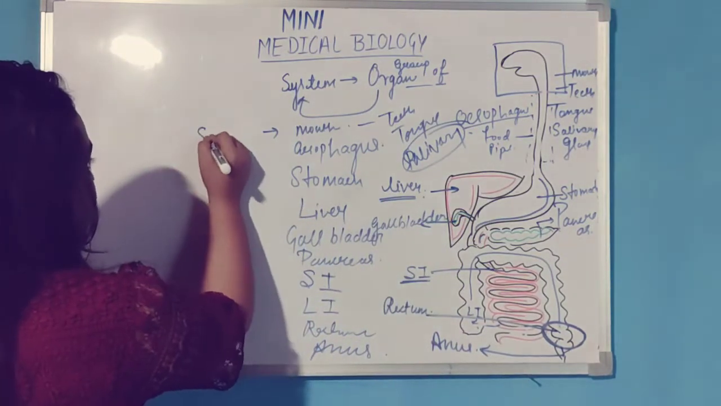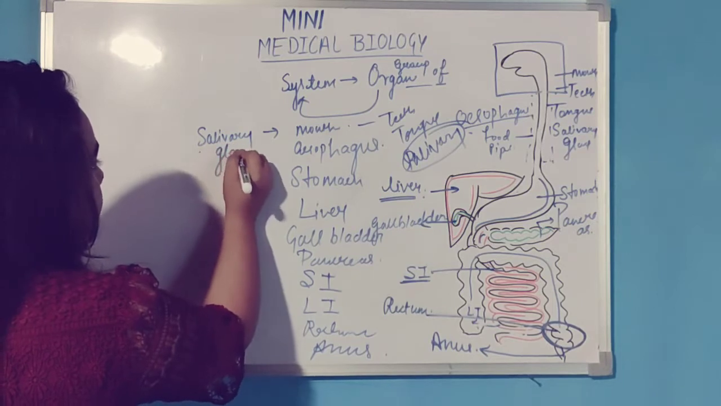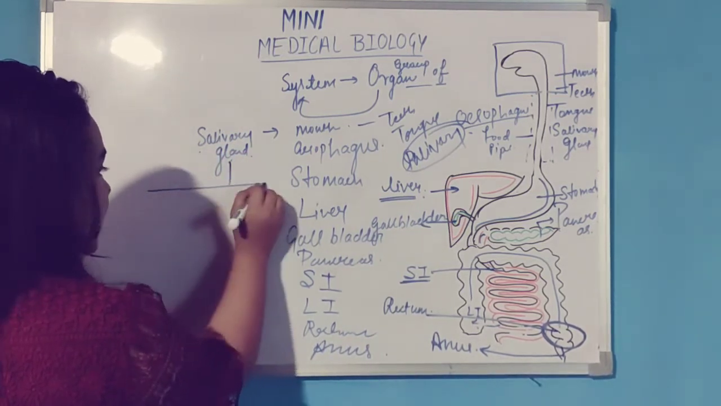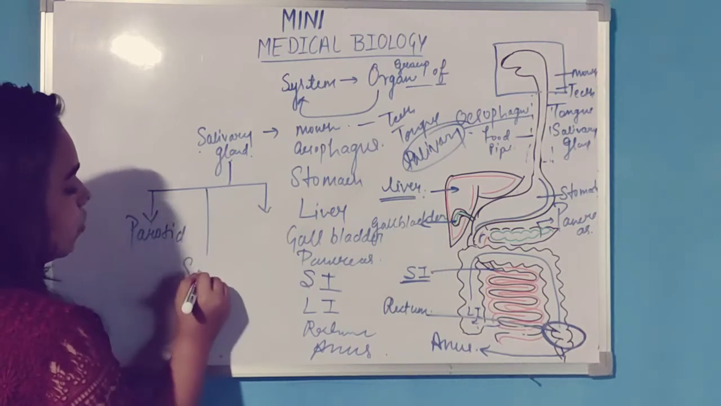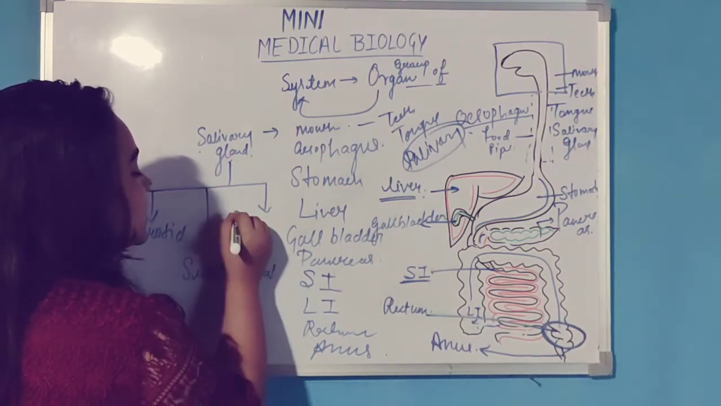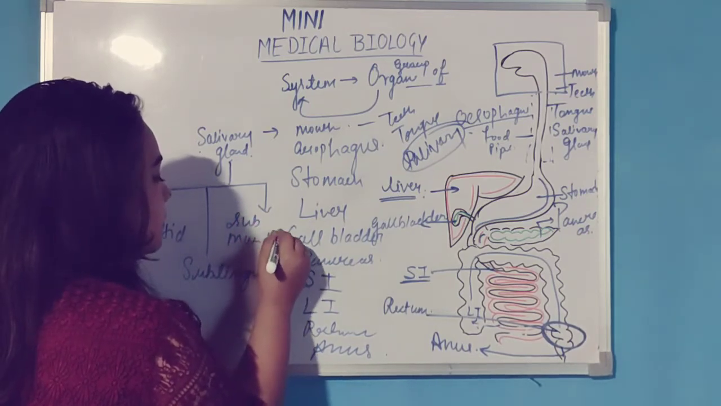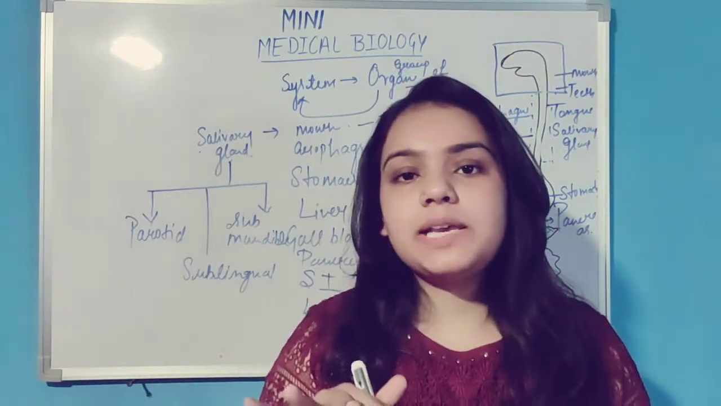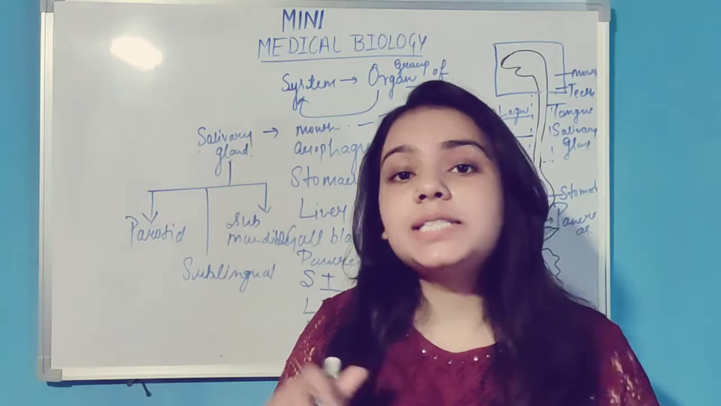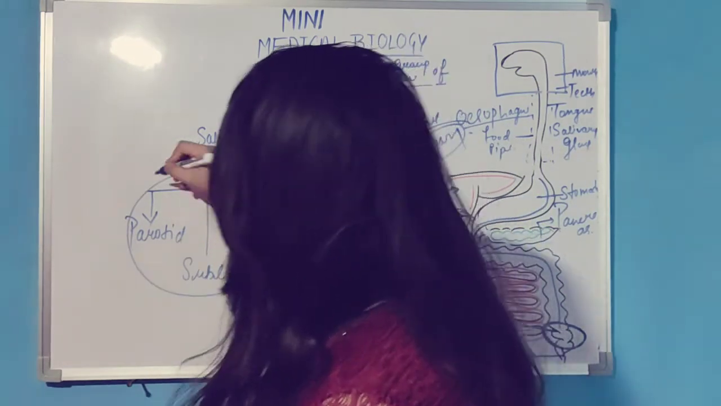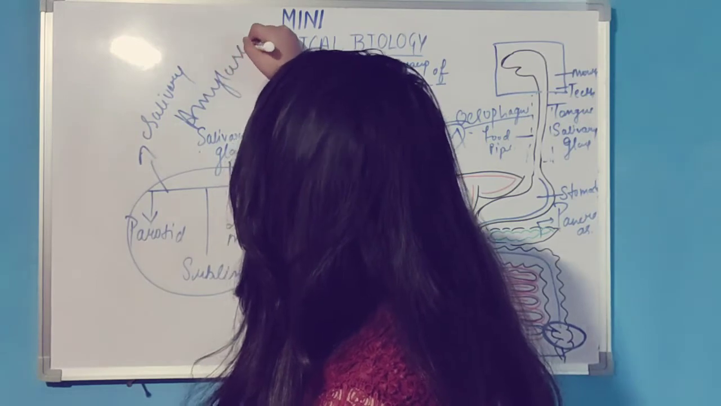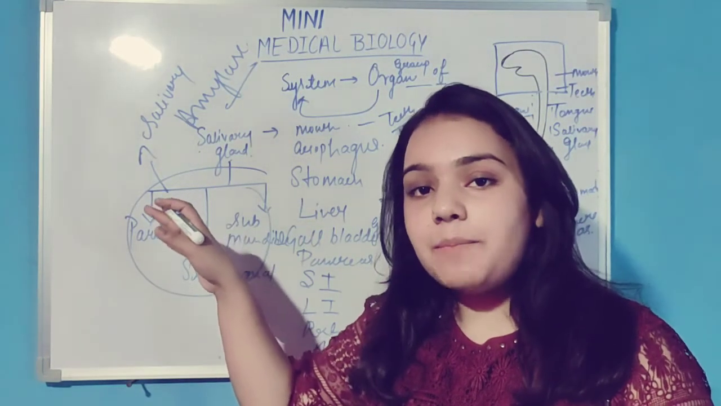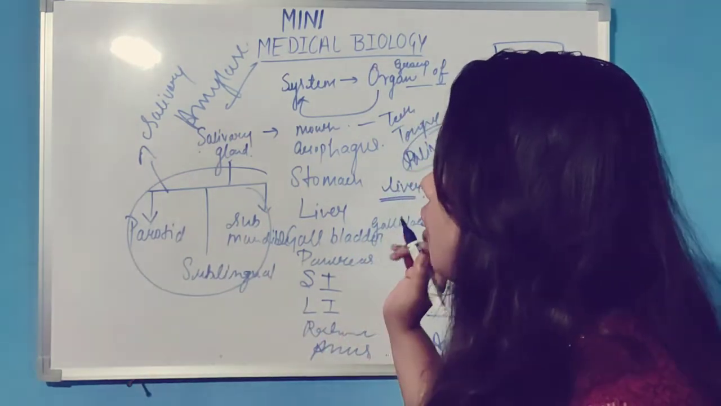Generally we have three types of salivary glands present in our mouth. The first one is the parotid gland, sublingual gland, and submandibular gland. Okay, so parotid, sublingual, and submandibular. These are the three glands which secrete the enzyme called salivary amylase, and this salivary amylase will help in the digestion of starch.